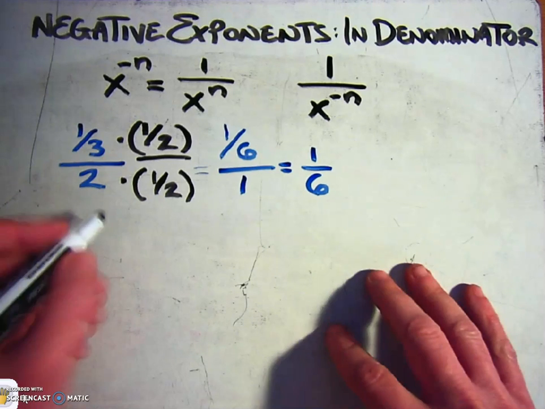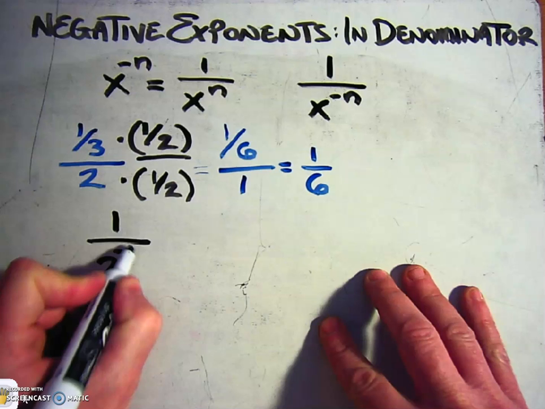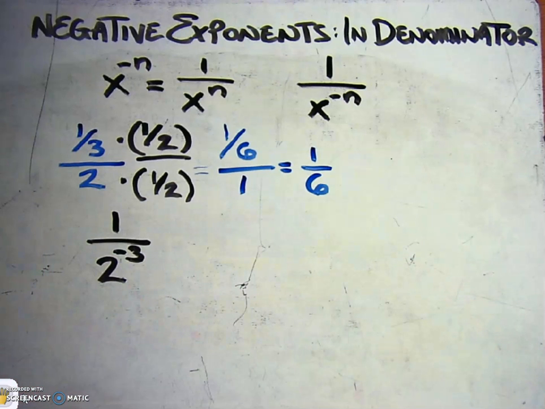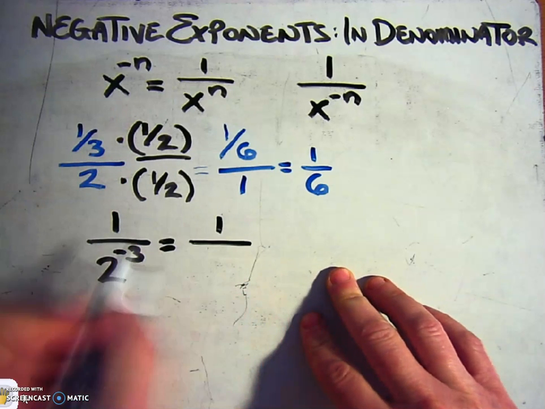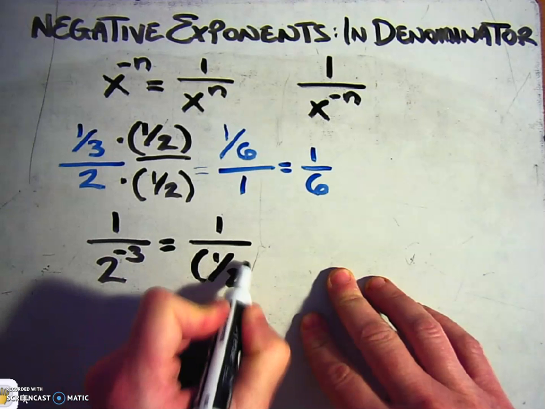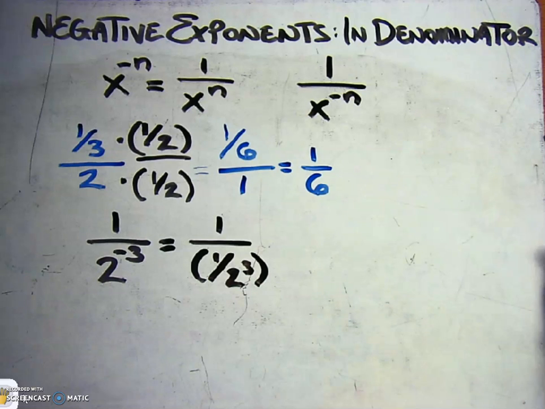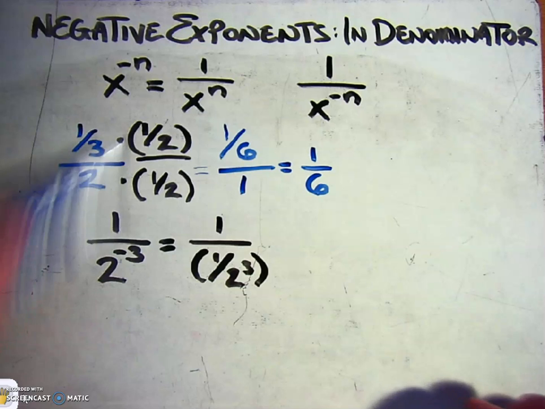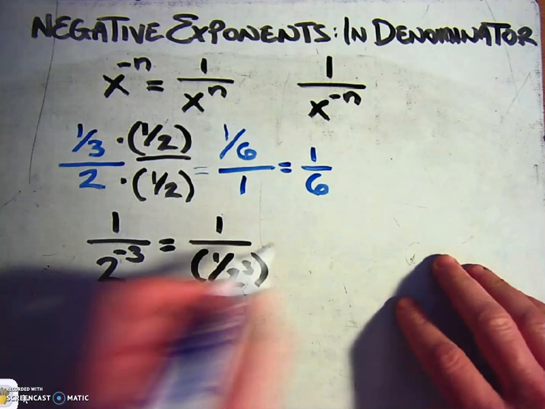Let's use the example 1 over 2 to the negative third. Following our rule of negative exponents, we could write 2 to the negative third as 1 over 2 to the third. Now, we can't have a fraction in a fraction for it to be simplified, so we're going to use this same technique we used above. Let's multiply by the reciprocals on top and bottom.